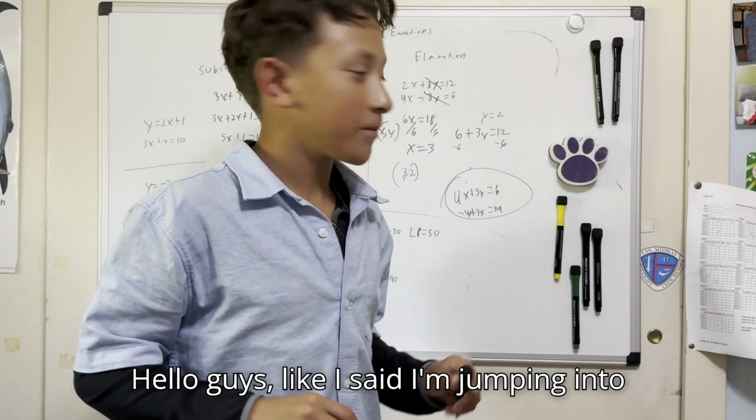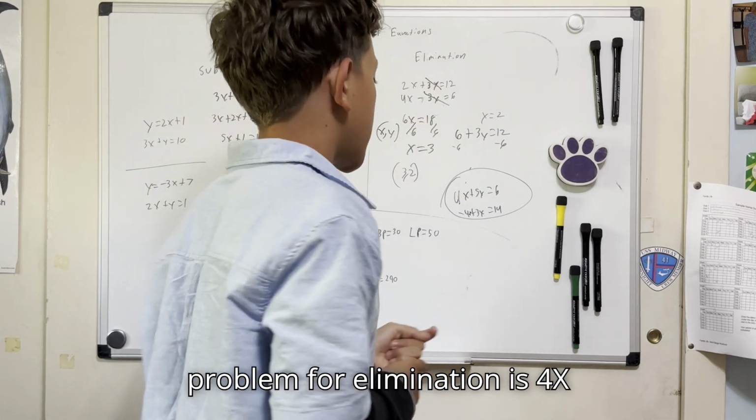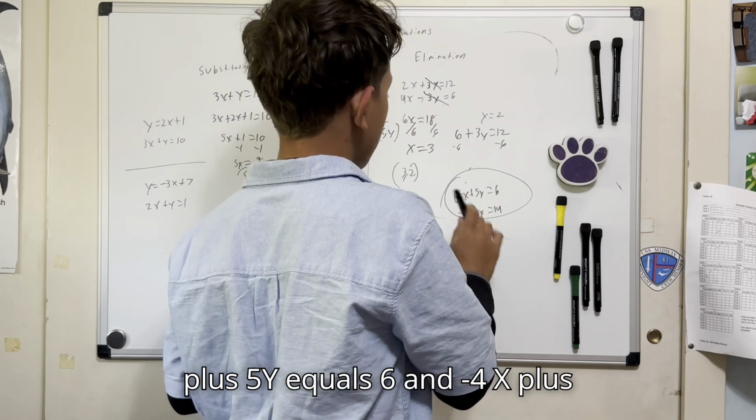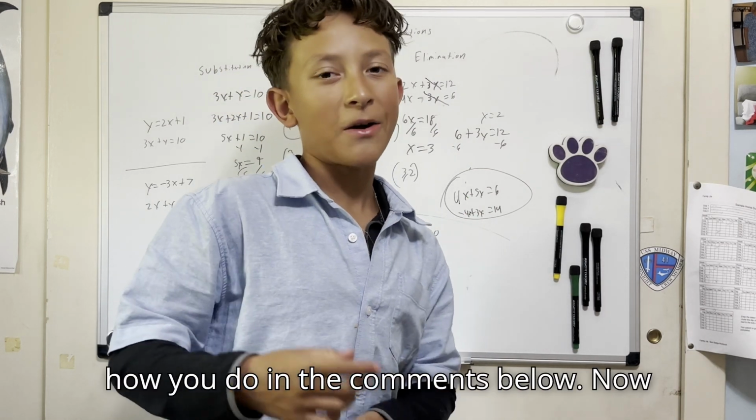Hello guys, like I said, I'm jumping into an editor right here. So the practice problem for elimination is 4x plus 5y equals 6, and negative 4x plus 3y equals 14. Use elimination to solve that, and let me know how you do in the comments below.